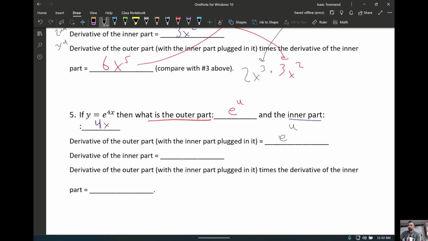Except it's supposed to be with the inner part plugged in. So don't say u, leave the inner part plugged in. Derivative of e to something is going to be e to something. But also find the derivative of the inner part. 4x is the inner part, so its derivative is 4. And when you take the derivative of the outside part times the derivative of the inside part, the whole thing makes up the true derivative.